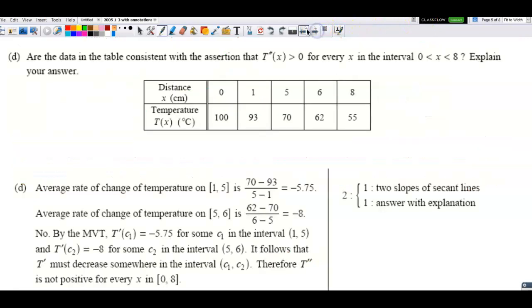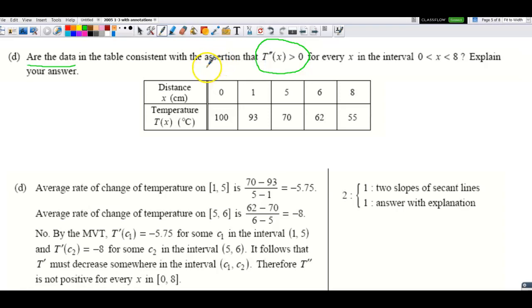Oh, there's a part D. I almost cut the video off. Letter D. Are the data. The first thing you're going to have to get over is that grammatically that is correct. Students actually stop and think about the grammar: is the data, but it's actually are the data, because there are multiple data points. Are the data in the table consistent with the assertion that the second derivative is always positive?